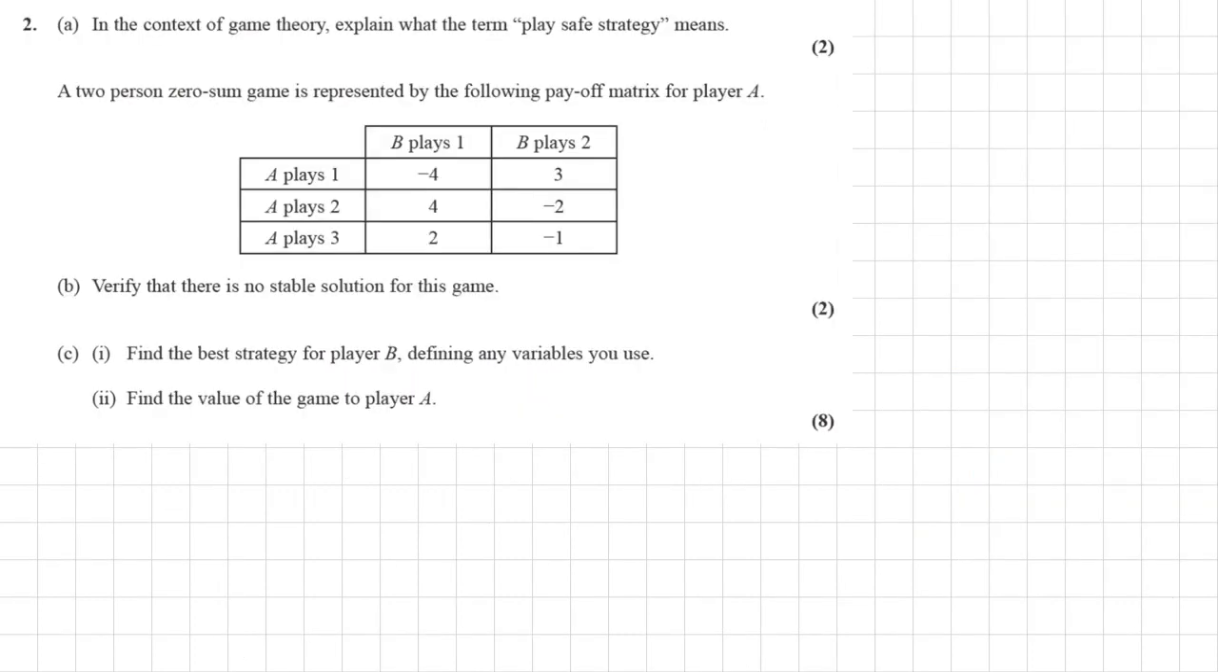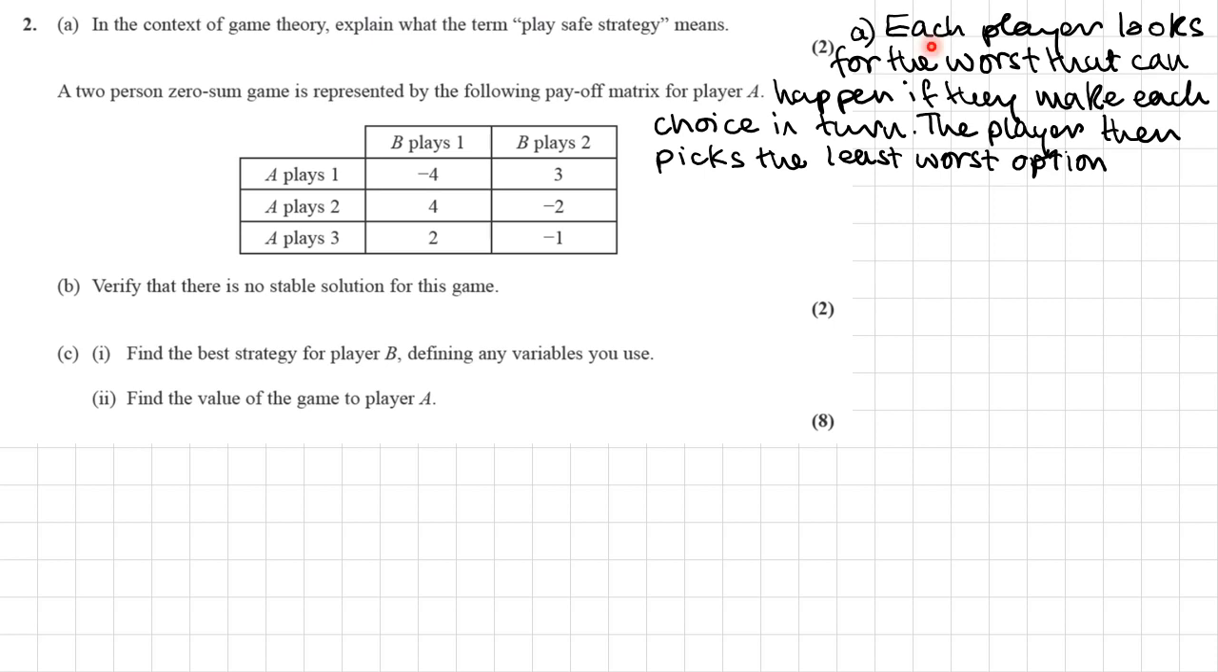Question 2, Part A. In the context of game theory, explain what the term play safe strategy means. So each player looks for the worst that can happen if they make each choice in turn. The player then picks the least worst option. They want to minimize their losses. A two-person zero-sum game is represented by the following payoff matrix for player A. So this is from player A's perspective.